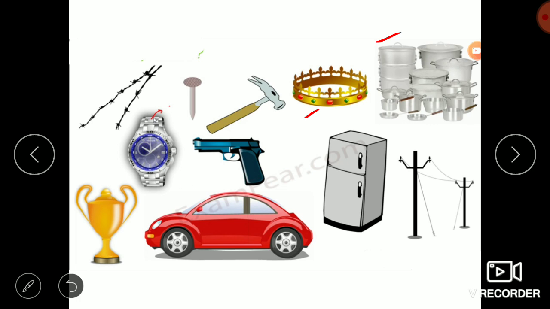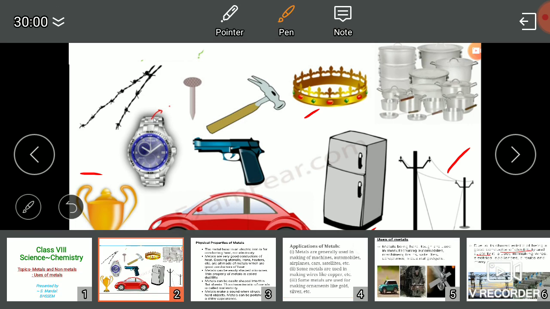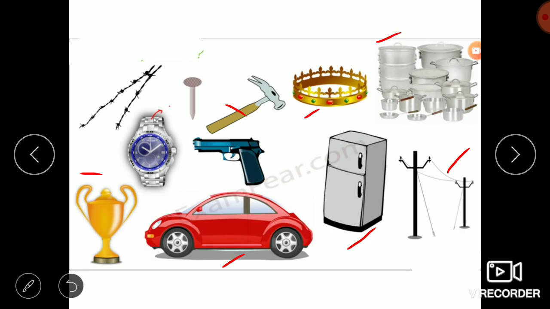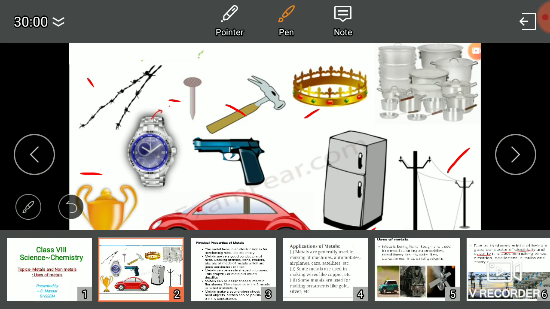Then for electrical transmission you see the wires that are made up of some metal. In the refrigerator, in electronic gadgets you find metals. The vehicle, the car, the cycle, made up of metal. If you own a trophy, that is made up of metals. Then the watch you are wearing, the gun the policeman carries, the hammer have a metallic part. The small nail is made up of metal. The fencing used for barriers is also made up of metal. Other than that, you also see different metals in our surroundings.